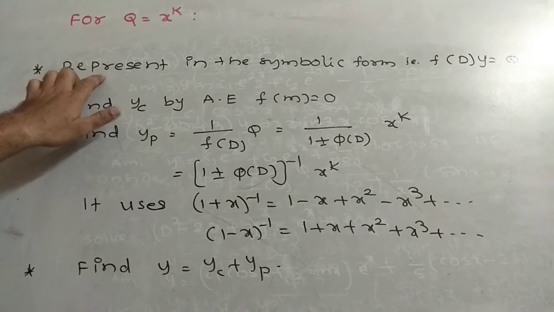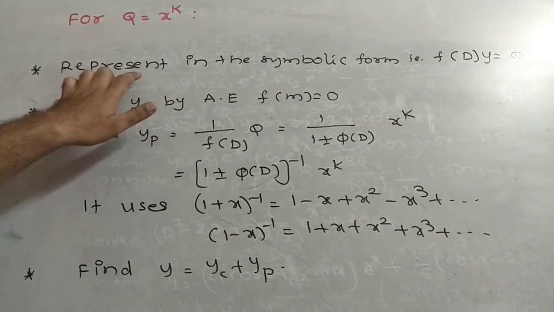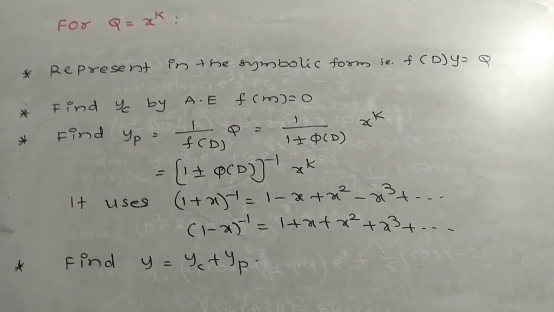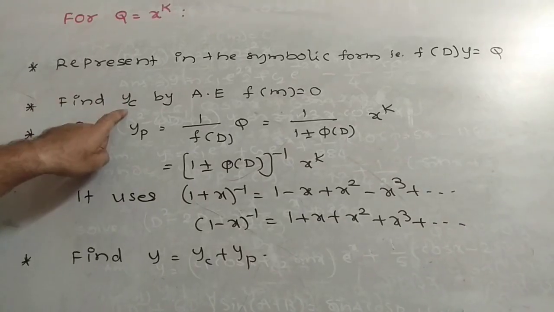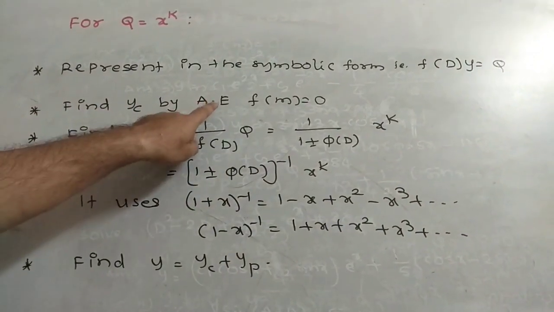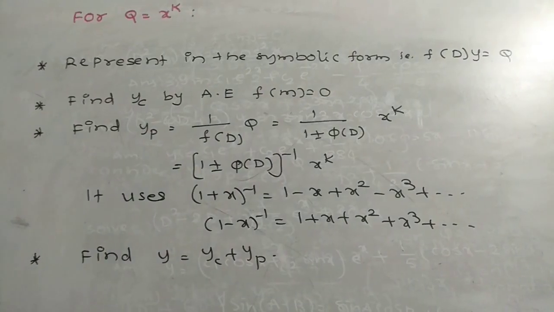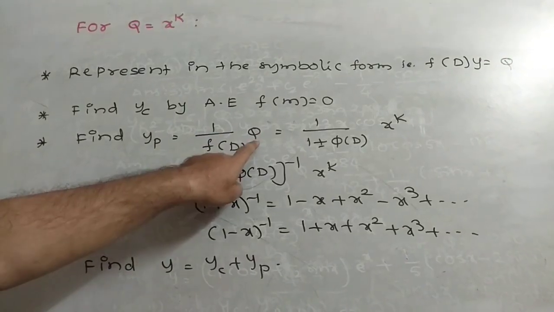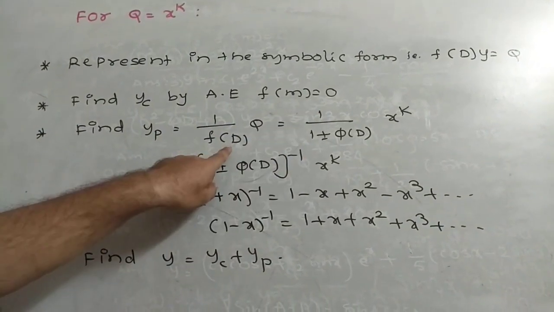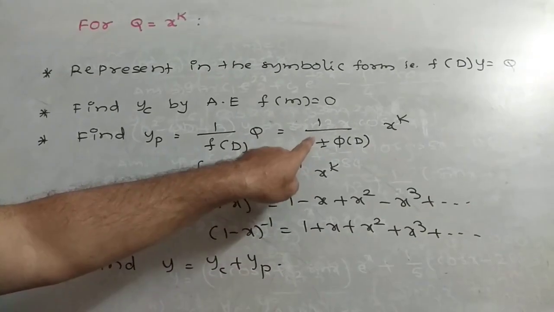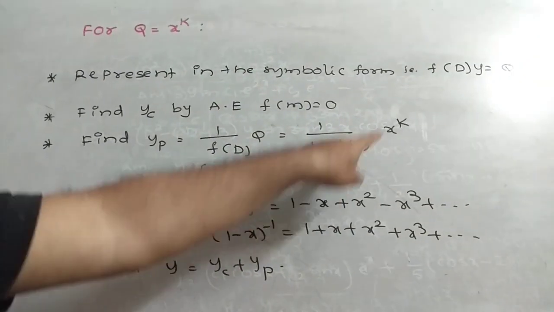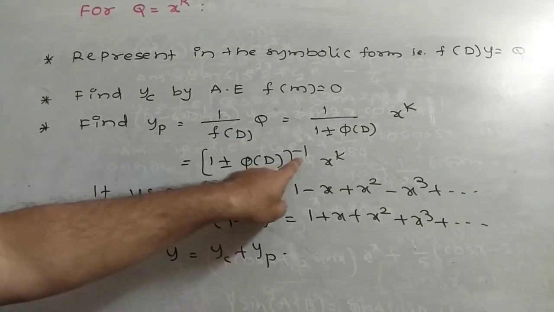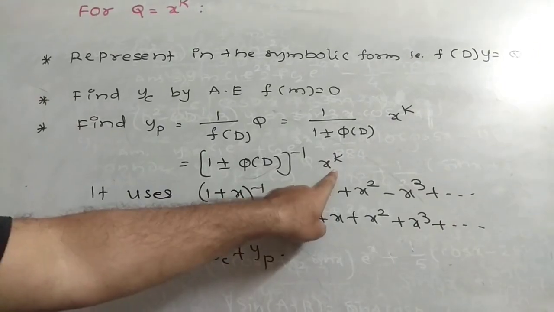The first step is the given higher order ordinary differential equation, you represent in the symbolic form, that is f of D of y equal to Q. Then find the complementary function yc by calculating the auxiliary equation f of m equal to 0. Then you find the particular integral yp equal to 1 divided by f of D of Q, that is 1 divided by this f of D, which you represent in terms of 1 plus or minus phi of D, of x to the power of k. So that 1 plus or minus phi of D you take to the numerator to the power of minus 1 into x to the power of k.